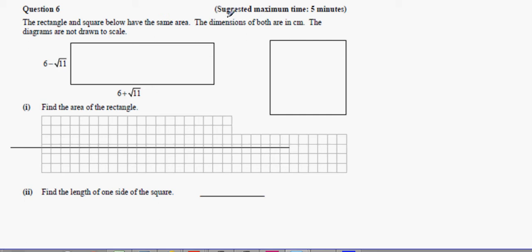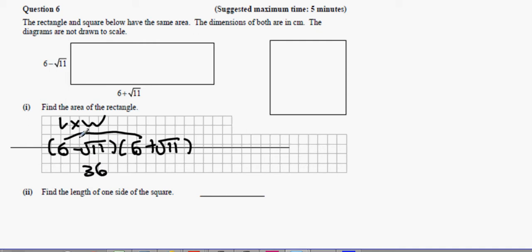Okay. So the area of the rectangle is length multiplied by width, which is 6 minus root 11 multiplied by 6 plus root 11. Now what we can do here is 6 by 6 is 36, 6 by root 11 is 6 root 11, root 11 by minus 6 is minus 6 root 11, and finally minus root 11 by minus root 11 is minus 11. These two cancel and what we get is 25.